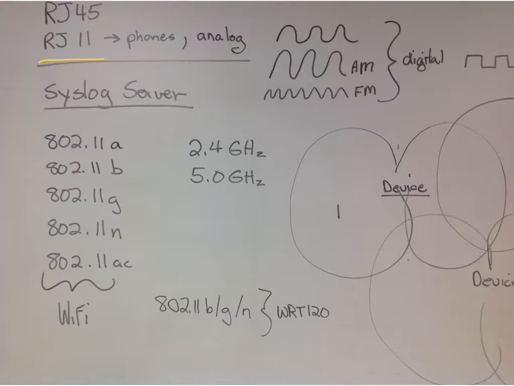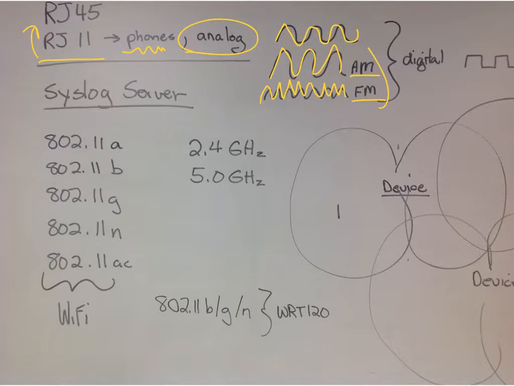Talked about the difference between an RJ11 and an RJ45. RJ11, the old phones, analog. Analog is a wave. If we change the amplitude in the wave, that gives us amplitude modulation. If we change how often the wave moves, that's frequency modulation. And most of us maybe still have a radio, maybe in your car. But anyway, that's AM and FM radio.